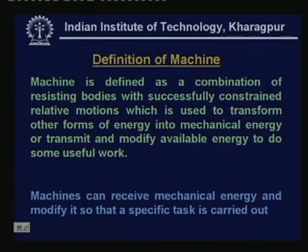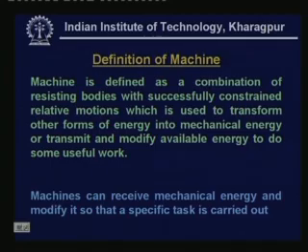Machine is defined as a combination of resisting bodies with successfully constrained relative motions, which is used to transform other forms of energy into mechanical energy, or transmit and modify available energy to do some useful work. Now, here you can see that we have defined in this second paragraph, the machines can receive mechanical energy and modify it so that a specific task is carried out.